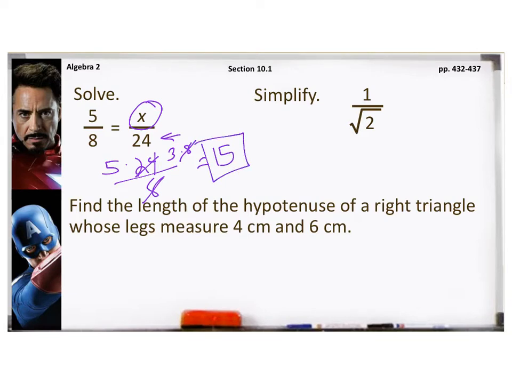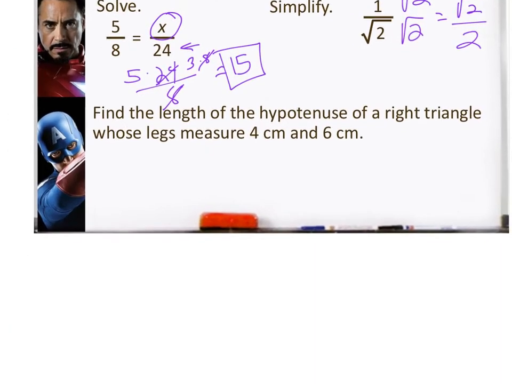Doesn't look like you can simplify this. The problem is we've got a square root in the denominator, so we have to rationalize this. So I'm going to end up with root 2 over 2. This is important because we will be expressing our sines and cosines in radical form.